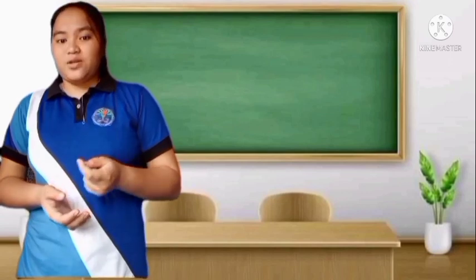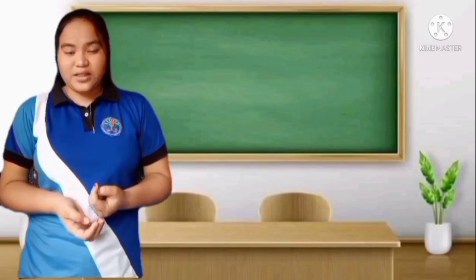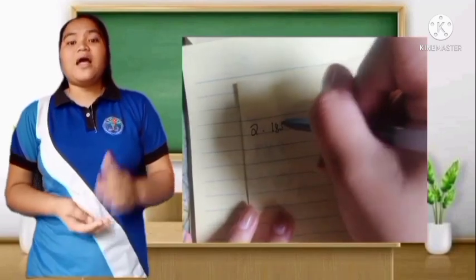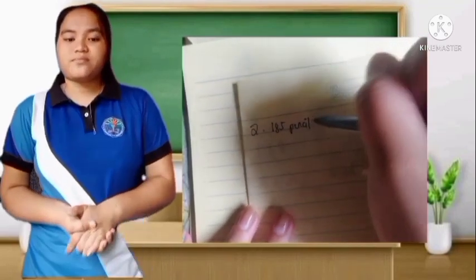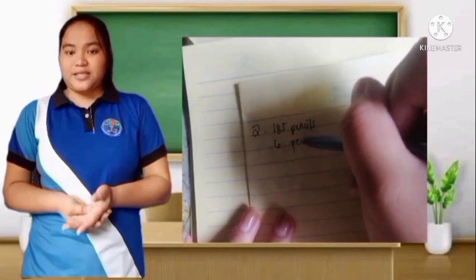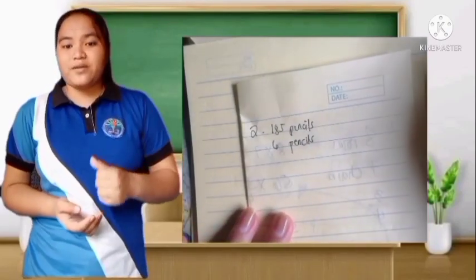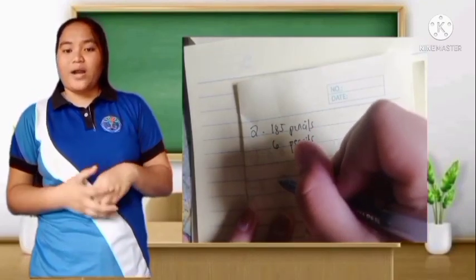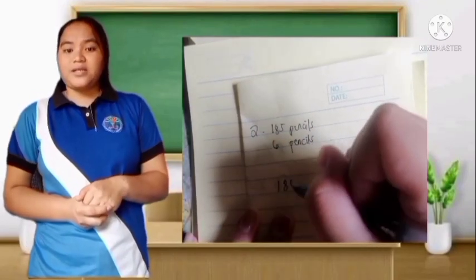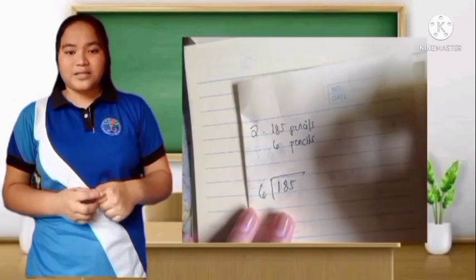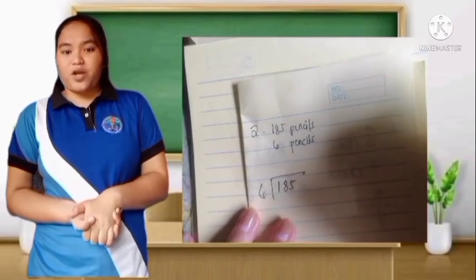So, first, we get the given numbers. And our given numbers are 185 pencils and 6 pencils. So, it simply says that para makuha natin yung 30 students na yun, we will divide the two given numbers. So, 185 divided by 6 is 30.83 ang magiging sagot. Ngayon, paano naging 30.83?